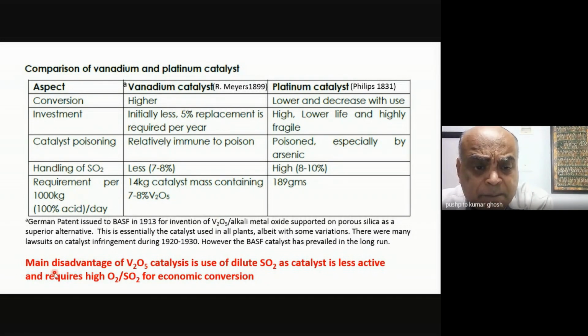As I said, the main disadvantage of vanadium pentoxide, and as one of you has already pointed out, is that you need to use a more dilute SO2, because the rate of the reaction depends strongly on the oxygen concentration and only negligibly on SO2. So I therefore have to take less SO2 and more air. And you're not having pure oxygen, you're having air. Air has only 20% oxygen. So you have to factor that in. And that's why it becomes so crucial.